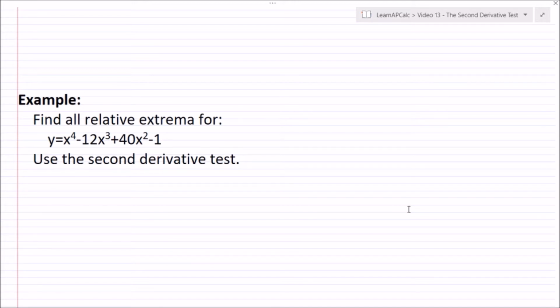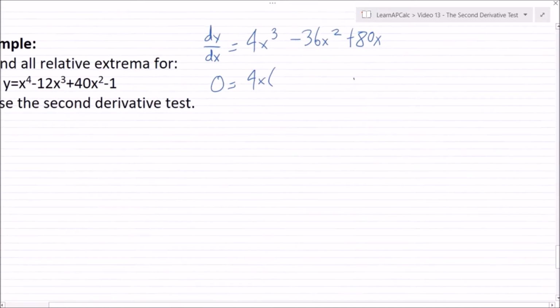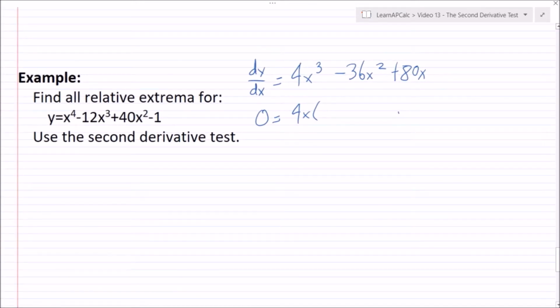Okay, so for the first part, finding relative extrema, we want to find values where dy dx equals 0. So first we'll take dy dx, 4x cubed minus 36x squared plus 80x, and now I'll set this equal to 0, and I'll factor out a 4x right away. So I'm left with 4x times the quantity x squared minus 9x plus 20.